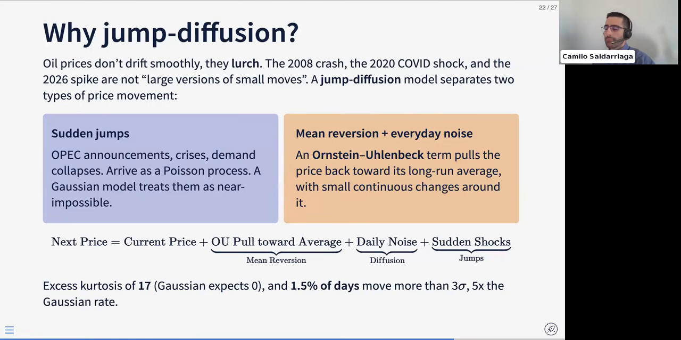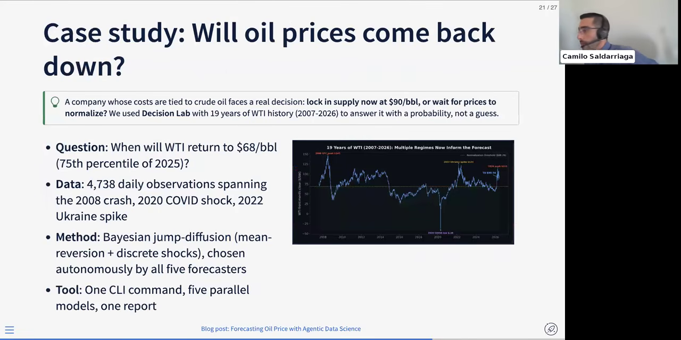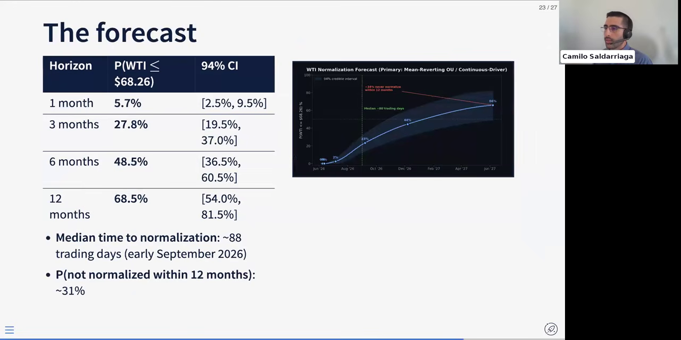And this is actually quite a good fit, because if you see the oil data that we have, on 1.5% of the days we have oscillations of more than 3 standard deviations, which is actually quite strong. Next one, and next one. And well, they all run the 5 agents, the analysis in parallel, and they come up with the conclusions.